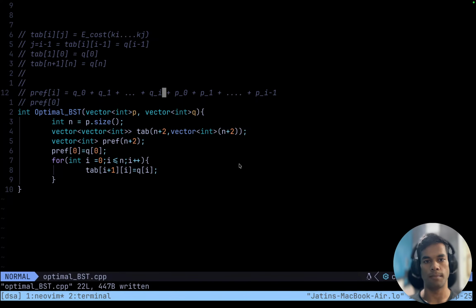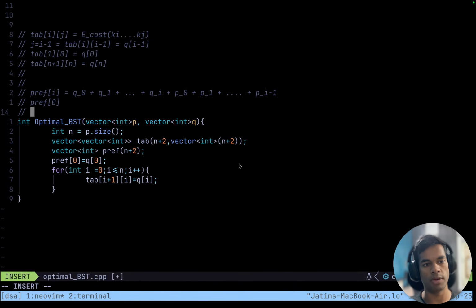This will go till I, and P will go till I minus 1. So prefix 0 is going to be the minimum value, and prefix n is going to be the max. Prefix I will have the sum of all the dummy nodes up till I and including the I prefix node. And yes, this would be the maximum value. This would be the actually maximum value.